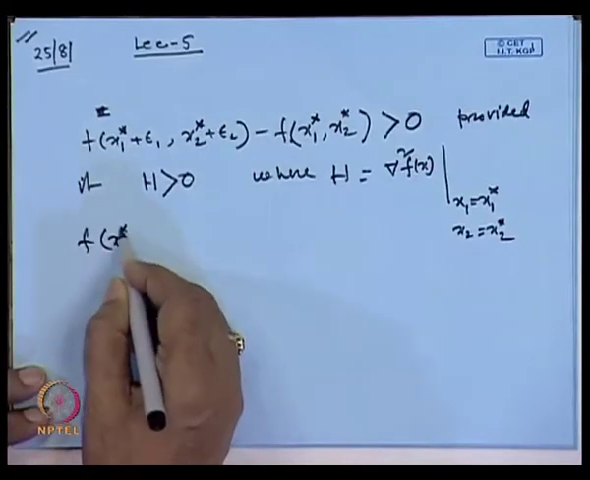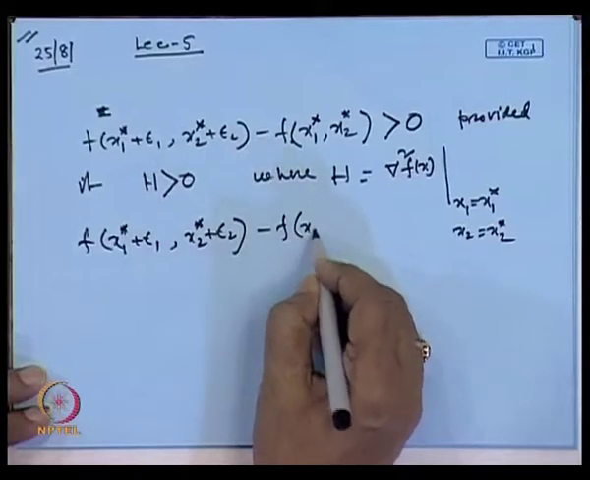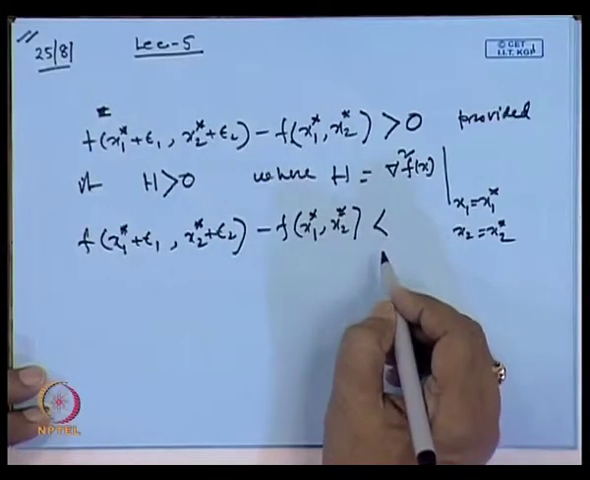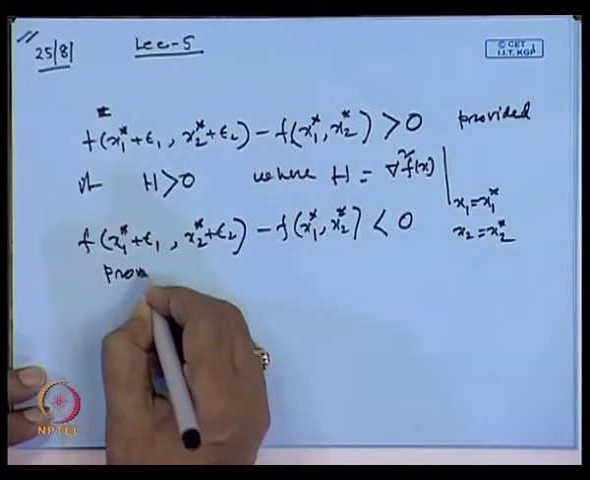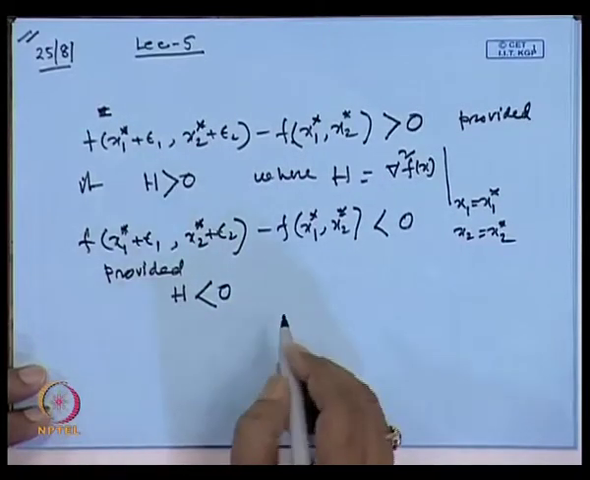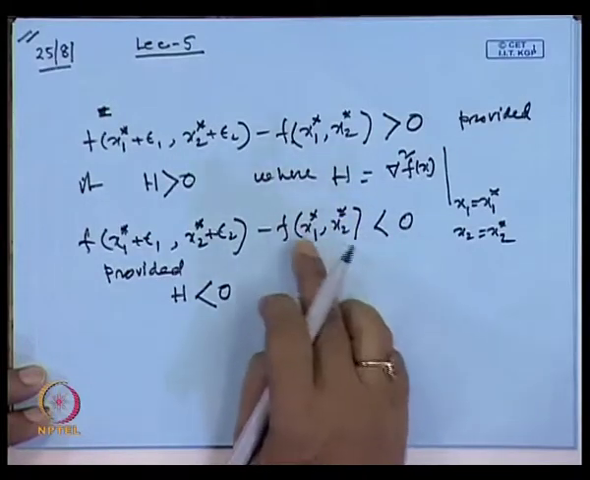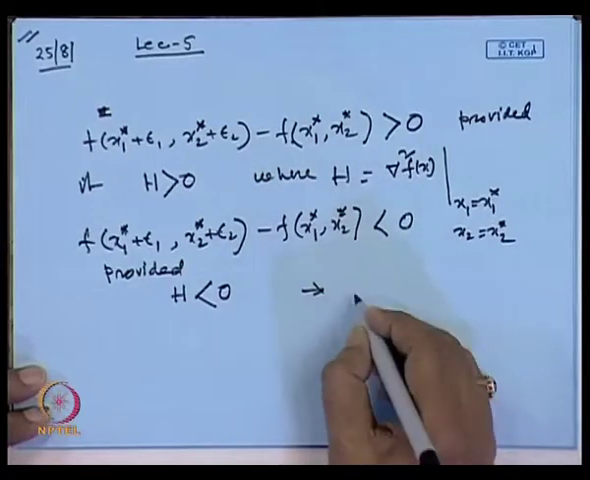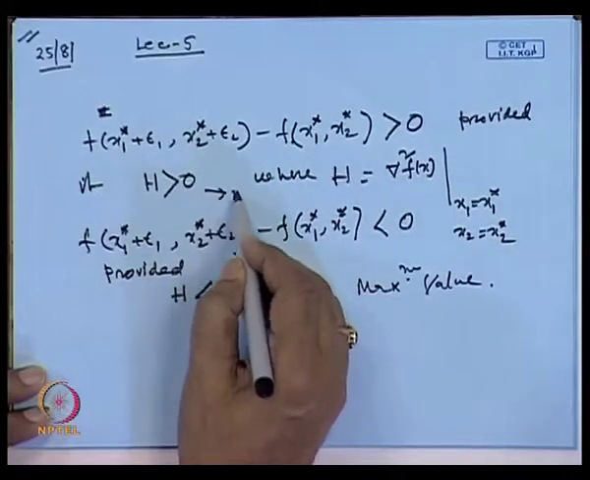Again, consider f of x1 star plus epsilon 1, x2 star plus epsilon 2 minus f of x1 star, x2 star. If this is less than 0, provided H is a negative definite matrix, agree? This indicates we have got the maximum value of the function at x1 equal to x1 star and x2 equal to x2 star. This is the maximum value, and the earlier condition is for the minimum value of the function.